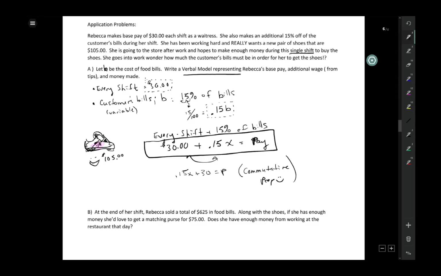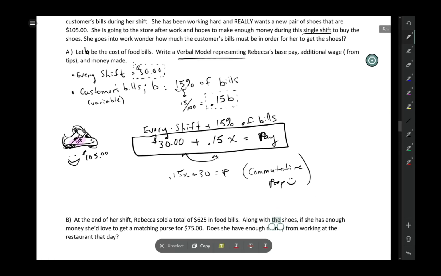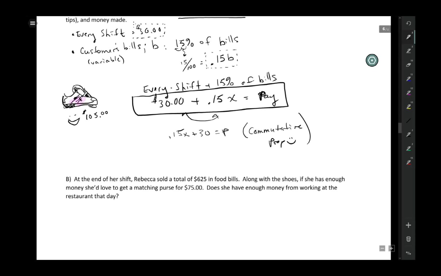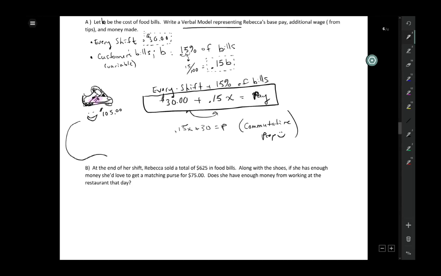So, at the end of her shift, Rebecca sold a total of $625 in the food bills, along with the shoes. She'd like to get a matching purse. Does she have enough money? Did we finish up this one here? Make sure we answer the questions. She goes into work here. Okay, so for this one here, we want to know, does she make enough money to actually get these shoes? Here's the verbal model, and now we'll just solve it.